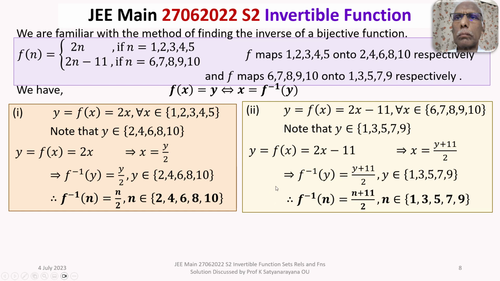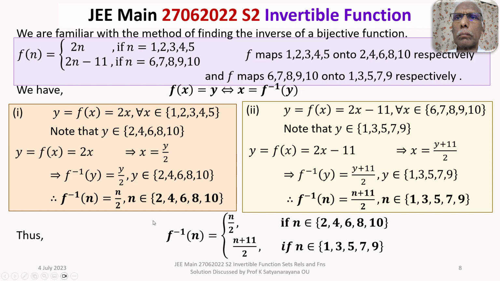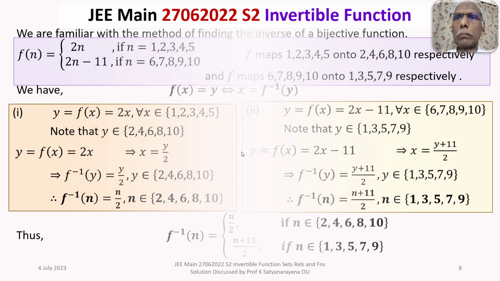So now f inverse is completely known for us. F inverse of n is equal to n by 2 when n belongs to the set {2, 4, 6, 8, 10}. And f inverse of n is equal to (n plus 11) by 2 when n belongs to the set {1, 3, 5, 7, 9}. So f inverse is known. So we will get g of n, that we will do in the next slide.